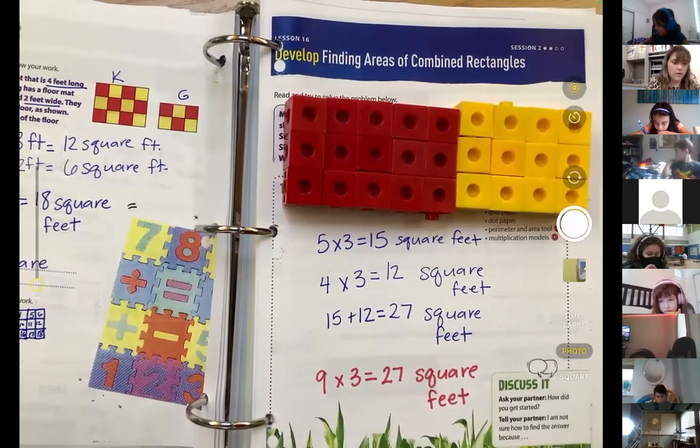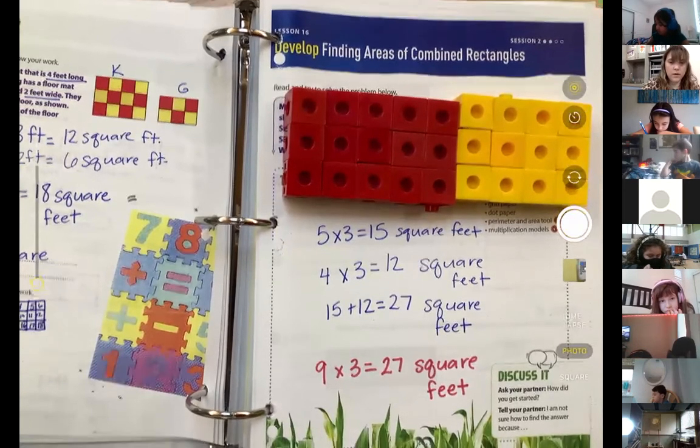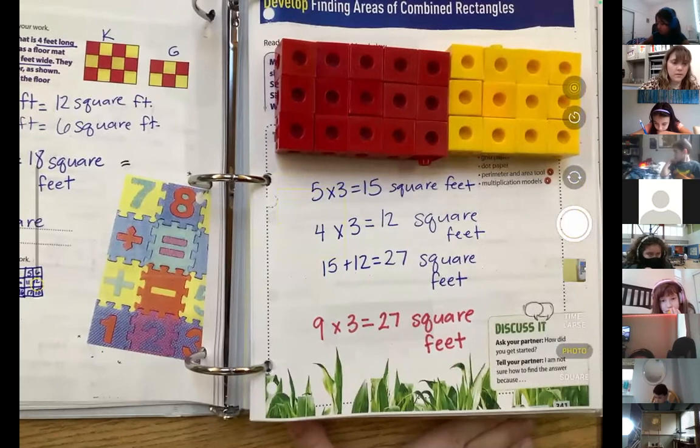I cannot zoom out anymore. It does not let me. What part can't you see? Up there? Is that better?